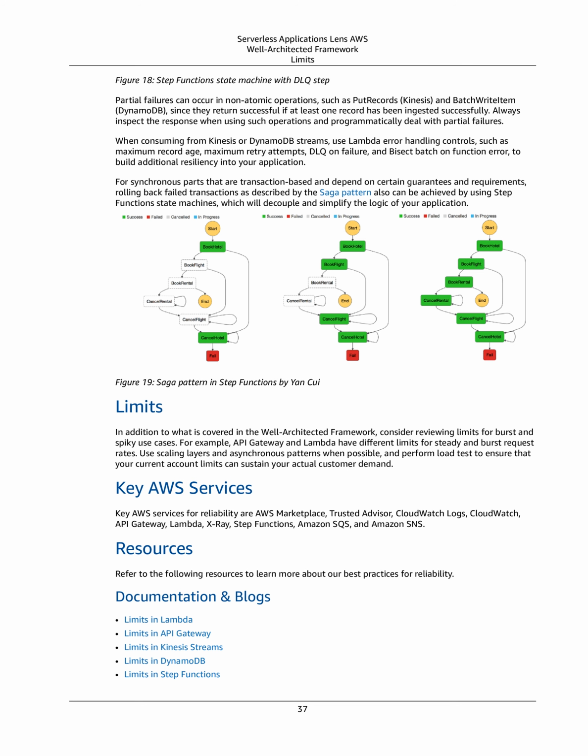Limits. In addition to what is covered in the Well-Architected Framework, consider reviewing limits for burst and spiky use cases. For example, API Gateway and Lambda have different limits for steady and burst request rates. Use scaling layers and asynchronous patterns when possible, and perform load tests to ensure that your current account limits can sustain your actual customer demand.